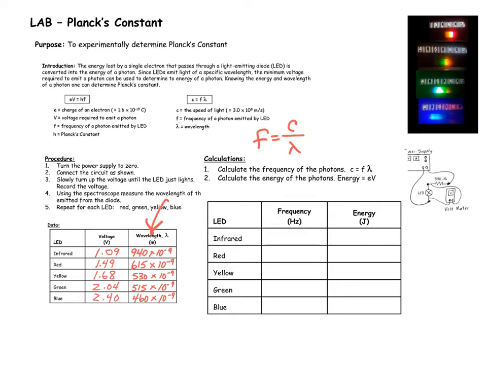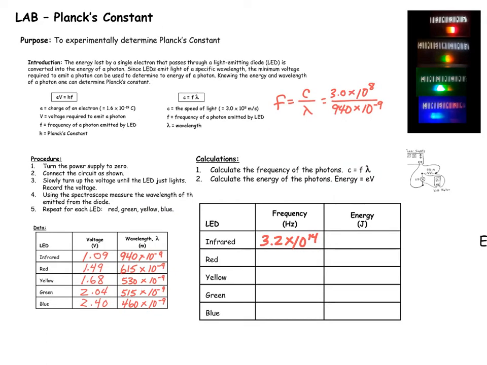For the infrared, we're going to have 3 times 10 to the 8 meters per second, divided by that wavelength of 940 times 10 to the minus 9 meters, and that gives us 3.2 times 10 to the 14th. A very high frequency, but light has a very high frequency.